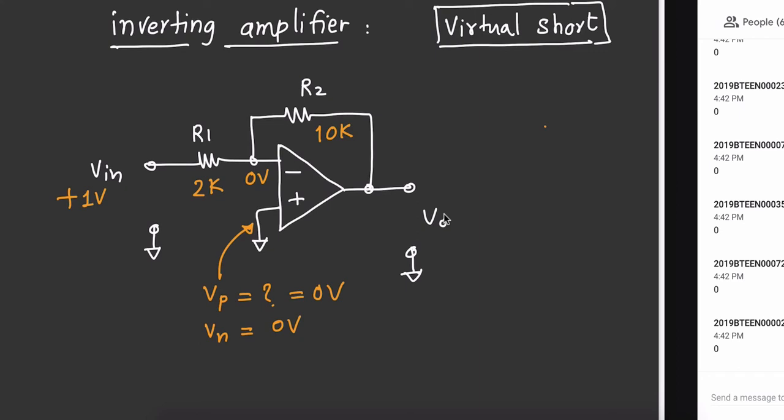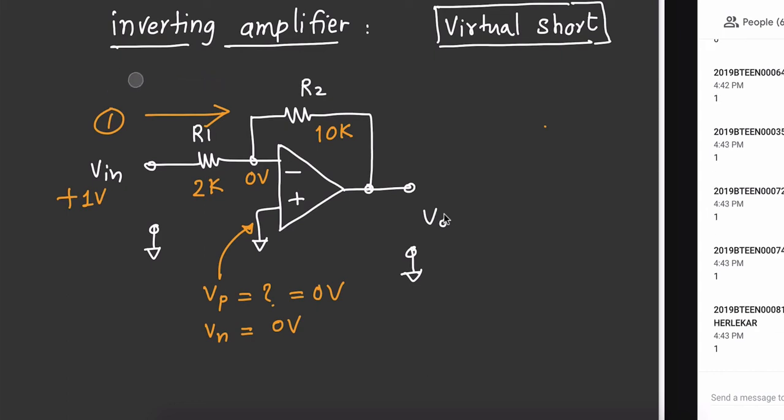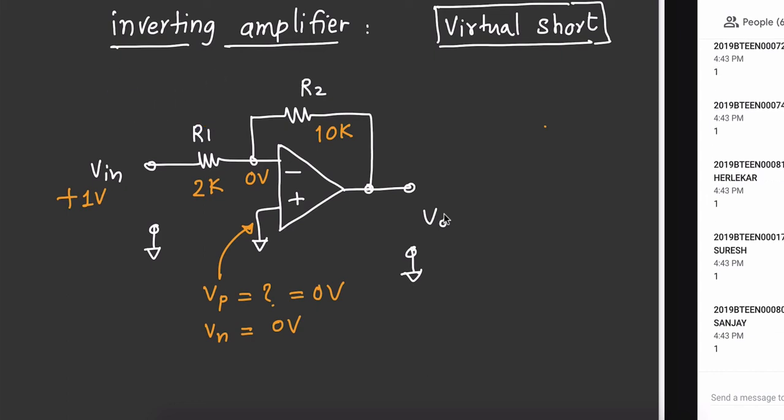So how will the current flow? Will it flow this way, number 1, or this way, number 2? Number 1, which is correct. So number 1 is correct. It means the current will flow like this.